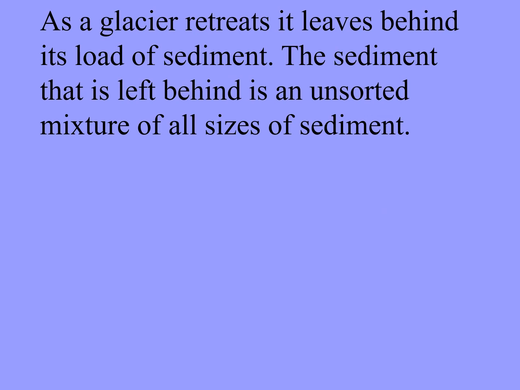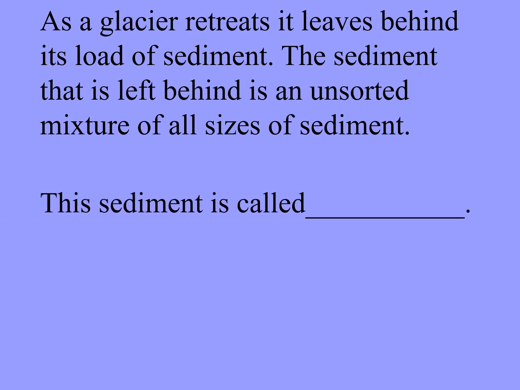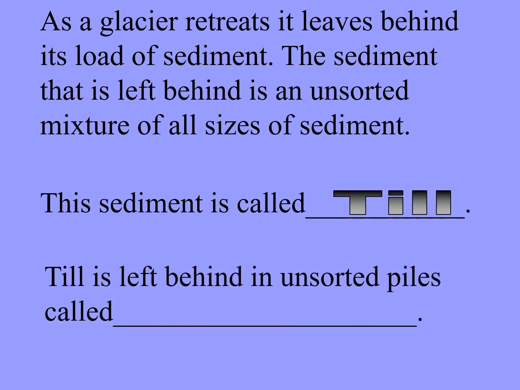As a glacier retreats, it leaves behind its load of sediment. The sediment that is left behind is an unsorted mixture of all sizes of sediment. The sediment is called till. Till is left behind in unsorted piles called moraines.